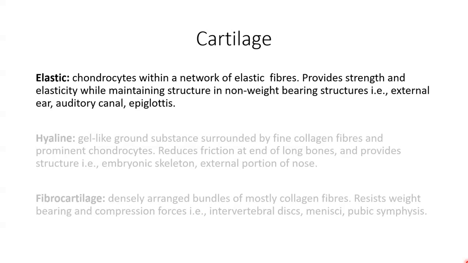Elastic cartilage is found in your epiglottis, which is that flap of cartilage which covers your trachea or your windpipe when you swallow, as well as the external part of your ear, so the bit that you can feel on the side of your head, and the tubes that lead into your skull. Elastic cartilage provides strength, but also a high degree of elasticity to a structure. And so it helps maintain the shape of certain structures that are non-weight bearing.